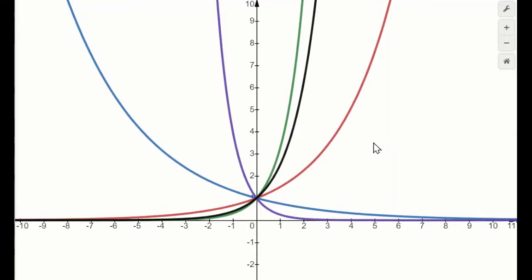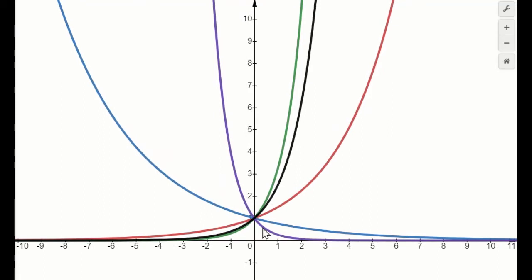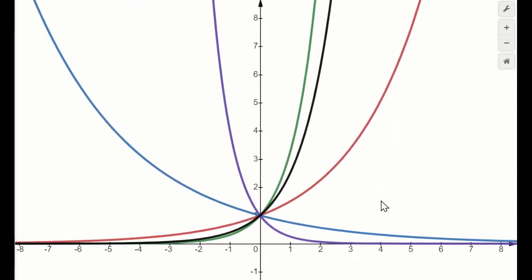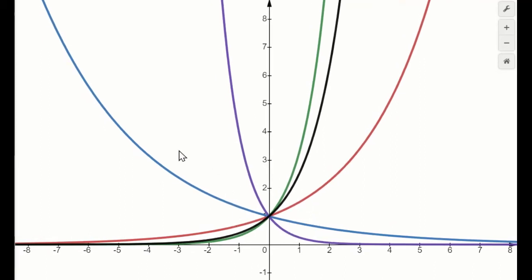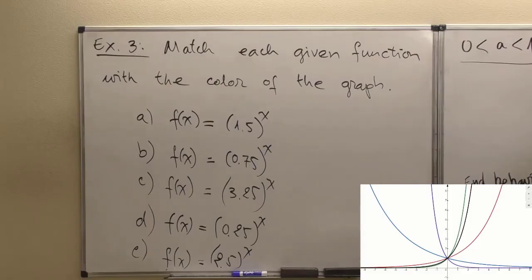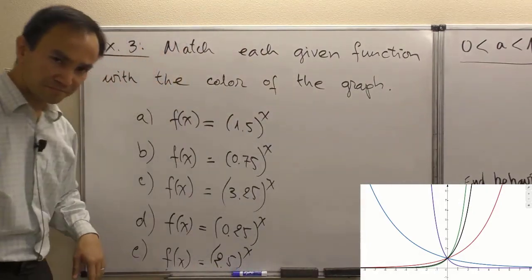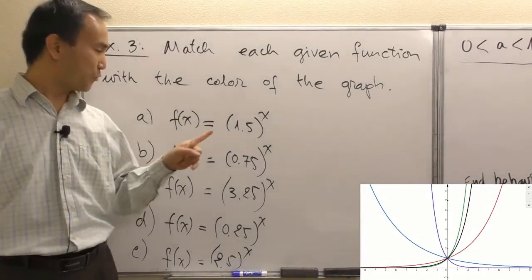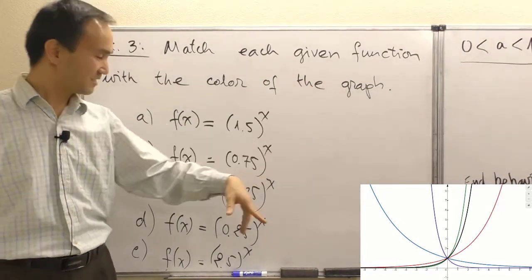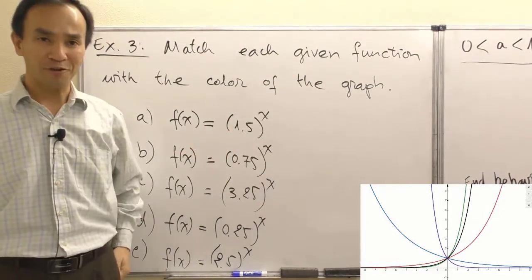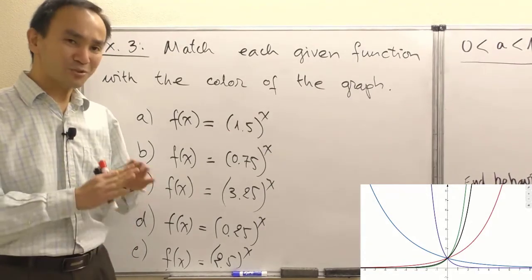Now, starting out in full screen view, allow me to show the 5 graphs. We have a graph in blue, a graph in purple, a graph in red, a graph in black, and a graph in green. So 1, 2, 3, 4, and 5 different colors. These are the graphs of our different functions, and we need to make a match. Which one, the blue or the black or the green, is going to be the graph for the 1.5? That's what we want to investigate.